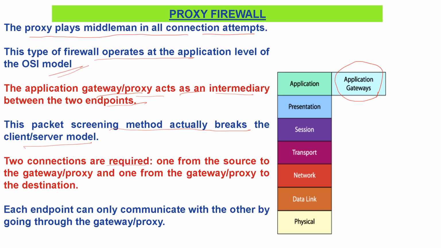Two connections are required, one from source to gateway and one from gateway to the destination. Each endpoint can only communicate with the other by going through the proxy firewall.